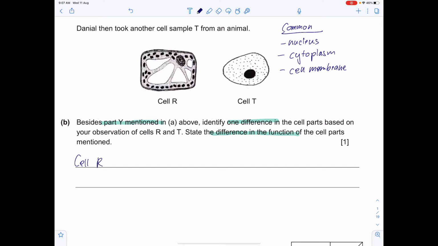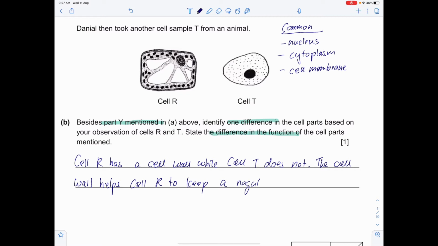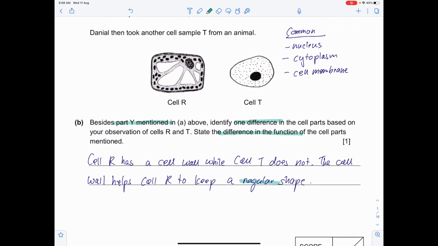So how would the answer look like? Cell R has a cell wall, while cell T does not. Okay? Now, then you have to tell me that the cell wall helps cell R to keep a regular shape. Now, students tend to just say shape, to keep a shape or to have a shape. It is not good enough to say just to have a shape. You have to tell me what kind of shape. In this case, I'm looking for the keyword regular. Not any other shape, but a regular shape. All right, moving on.